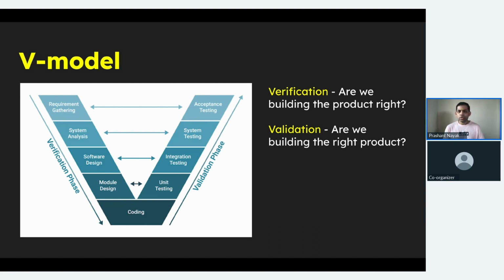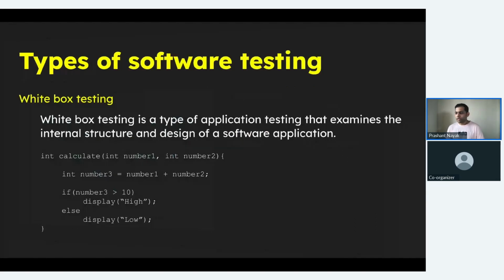Okay, so verification is are we building the product right, which majorly concentrates on the process, and validation is are we building the right product, which majorly talks about matching the application with the requirement. Which is basically testing. So testing part is the validation part. All right, so let's move ahead with the different types of testing.